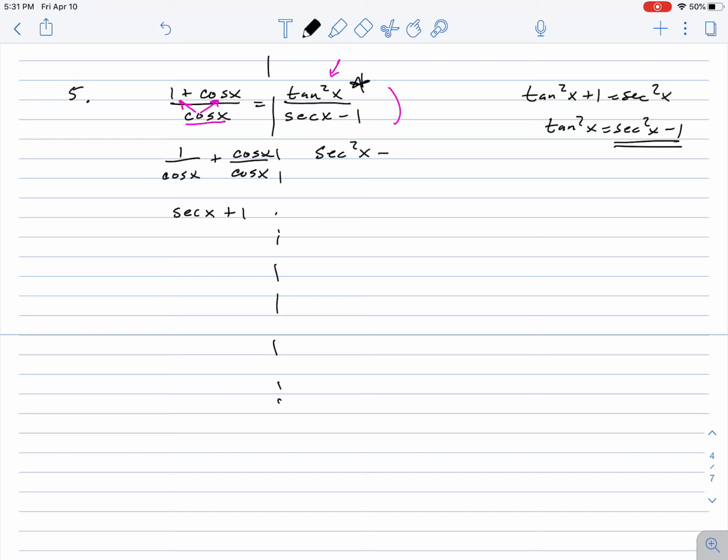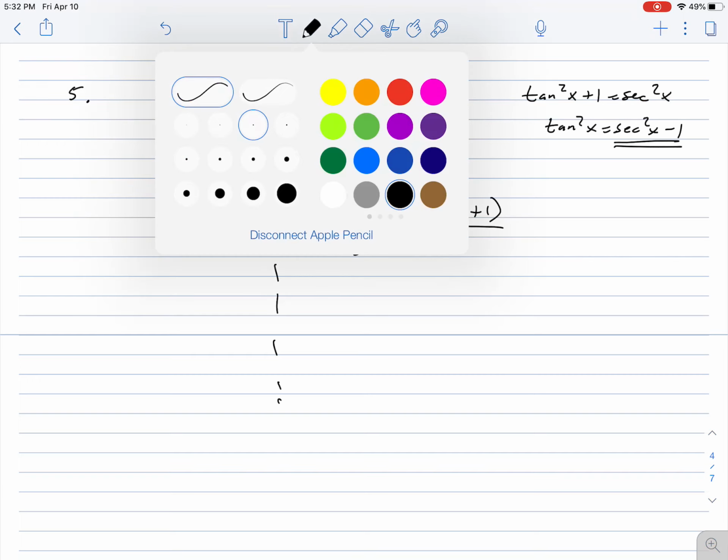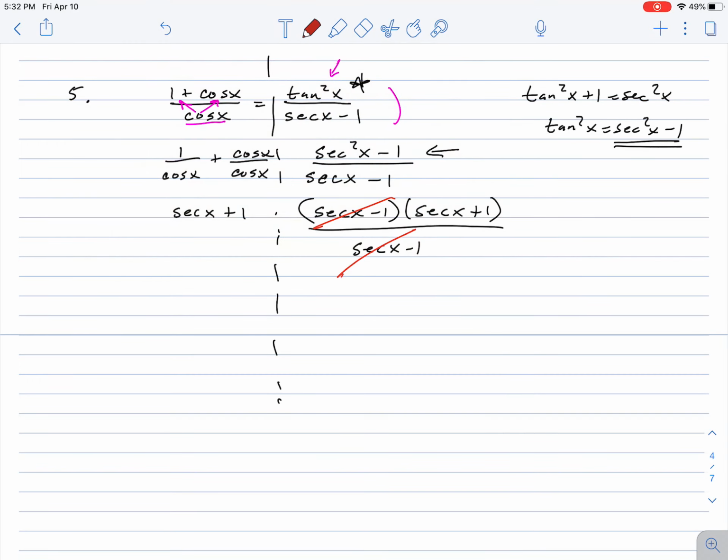And one thing that I like about these, first of all, it puts my top and bottom in terms of the same thing. That's good. It also creates a difference of 2 squares on the top. This can be factored. Okay, so those again are patterns that I want you to start picking up when you see two things squared and subtracted. And because that's factored, we can now cancel top and bottom factors. And I'm left with secant x plus 1. Okay, so that's one way to do that problem.